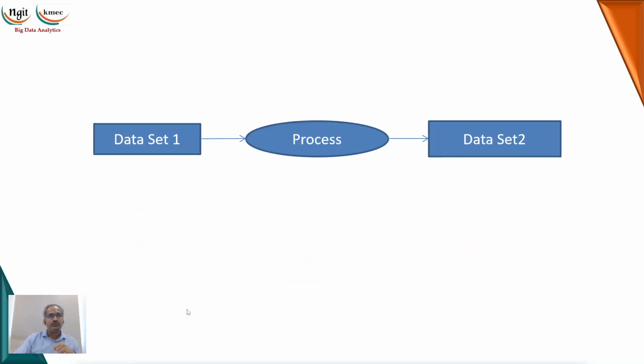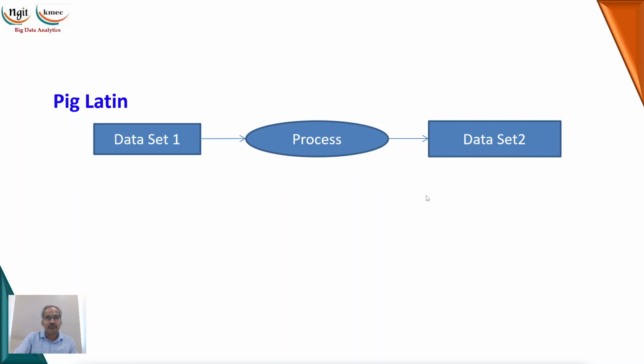Now, what does Pig Latin have? As I mentioned, we have a data set, and we apply some process, and it will change the state of that data. The data set is in one state, and if you apply the process, it will give you another state of data.